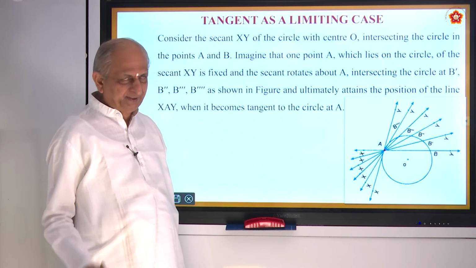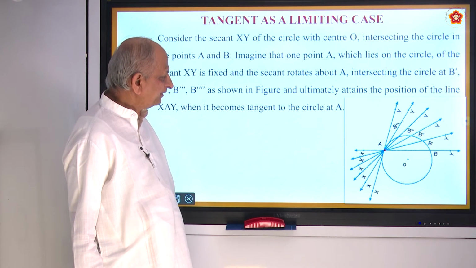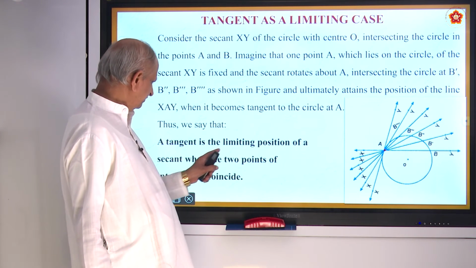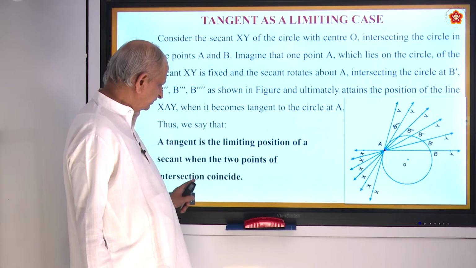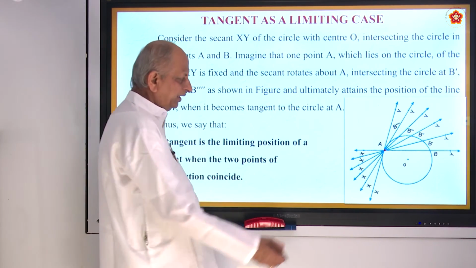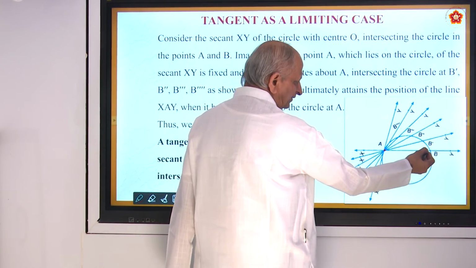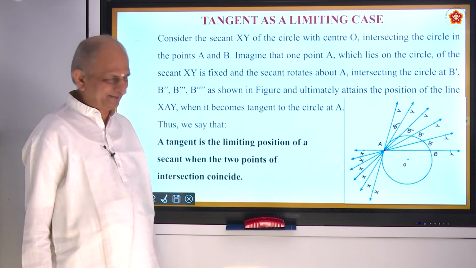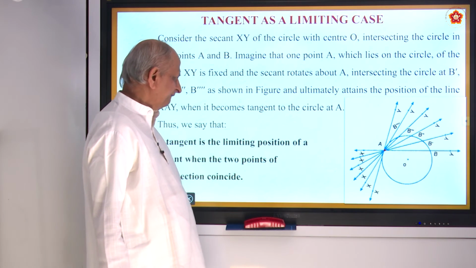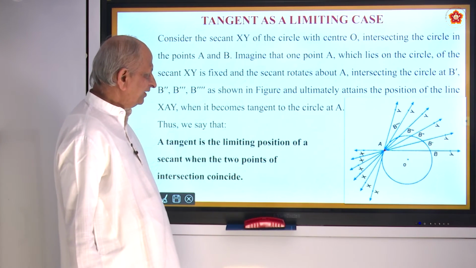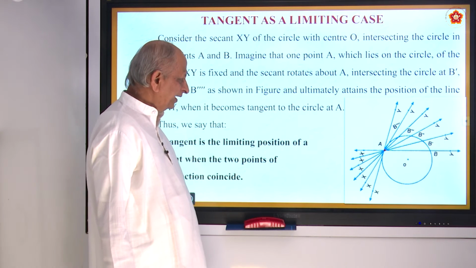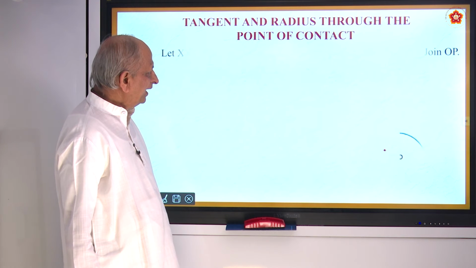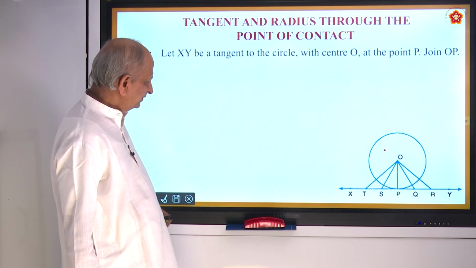Do you think of any other property? Yes, there is one more property of tangent, and that is a tangent is a limiting position of a secant when the 2 points of intersection coincide. So here A, B are the 2 points, it becomes only one point, namely A. So AB becomes only one A. That is a very interesting point that we study in tangent.